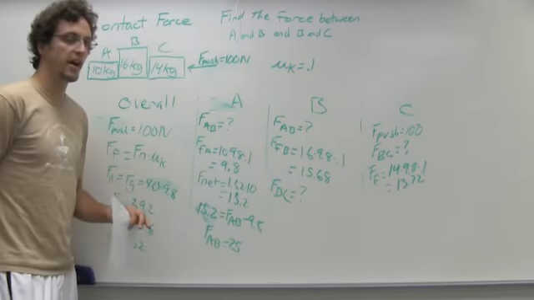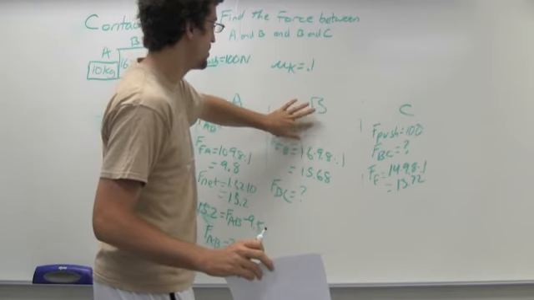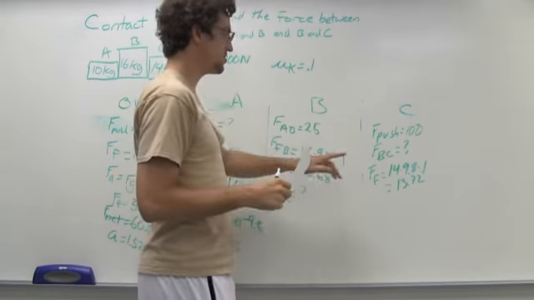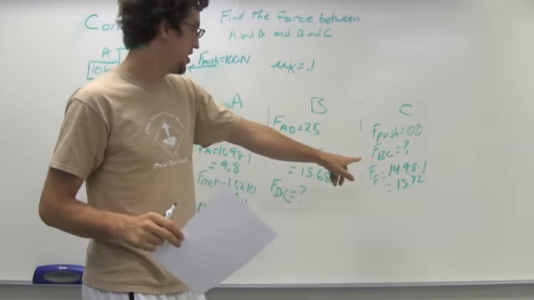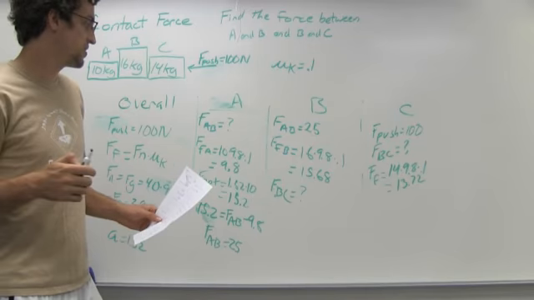Now, Newton's third law tells us that this, of course, has to be the same as this. So now we know B's is 25. Now, at this point, these two problems are equally easy to solve. They both have three forces, of which we know two. But we'll do both of them just to make sure everything's right.